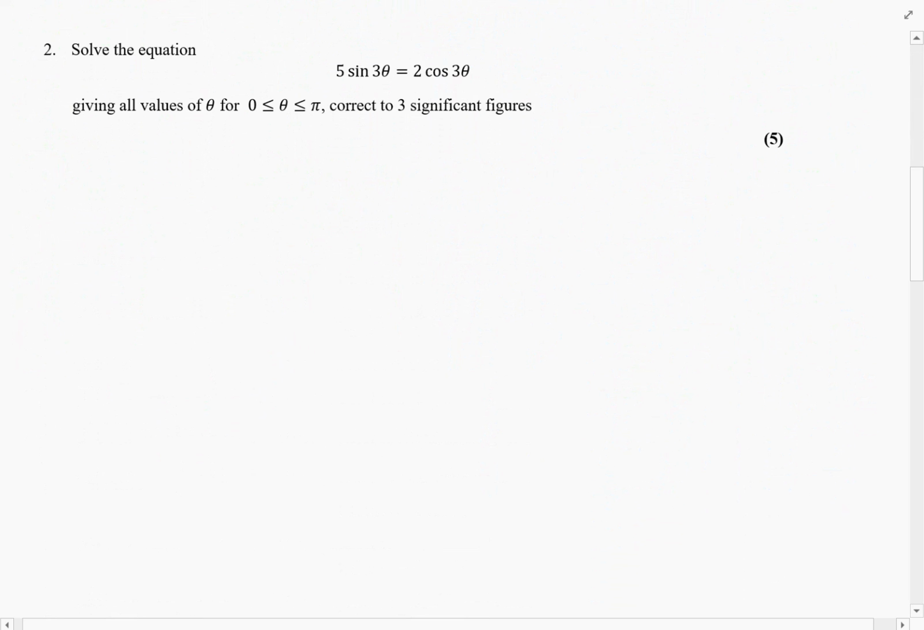So this one, again, probably a good idea to start looking at the range. We've got a 3 theta and a 3 theta here. So I'll probably just change the range from 0 to pi. I want the range for 3 theta, so I'm going to do 0 times 3 is 0, and pi times 3 is 3 pi. Okay, so we'll need that later on when we're doing the cast diagram.